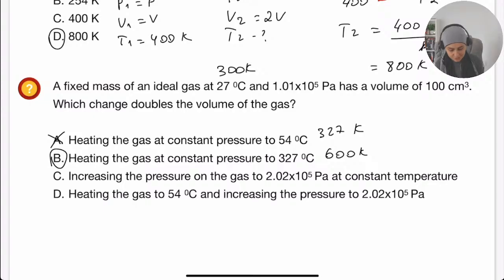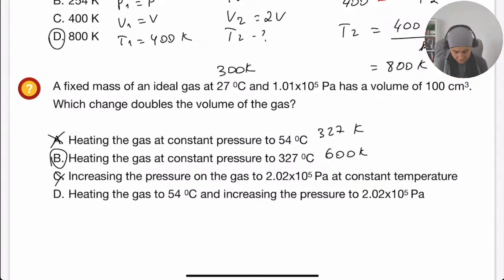Increasing the pressure at a constant temperature. So imagine you have the gas at a certain pressure, then you increase the pressure. What would you do? You squeeze your balloon, right? So you increase the pressure. What happens to volume? The volume decreases, so not C.